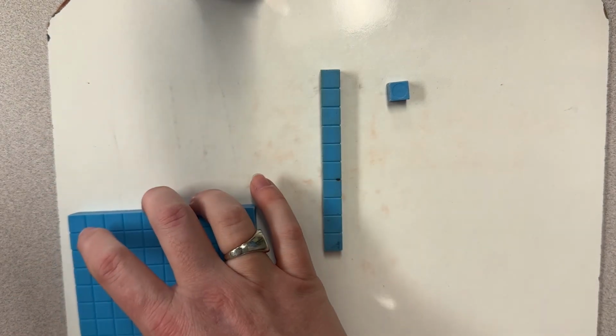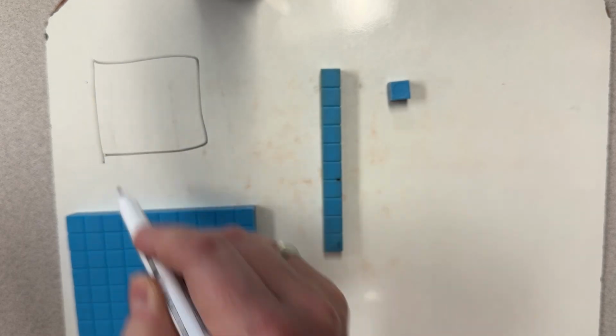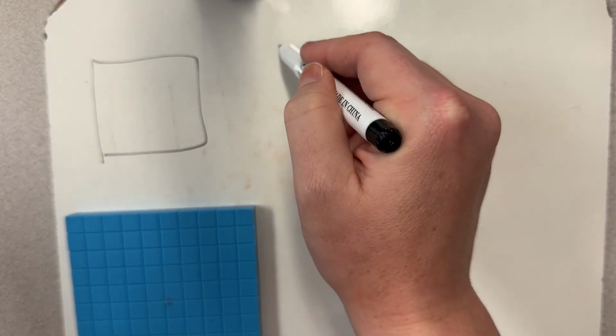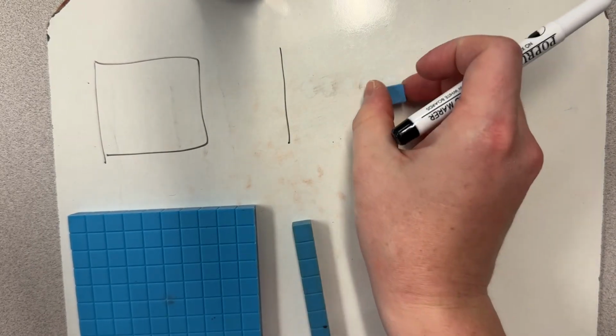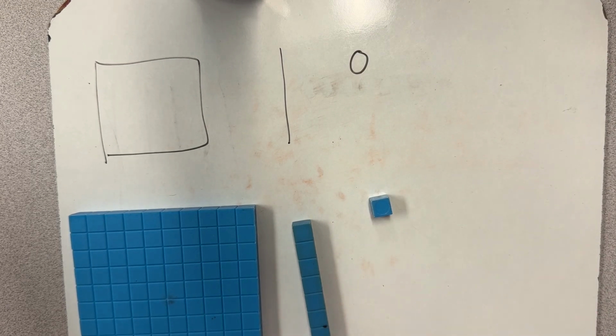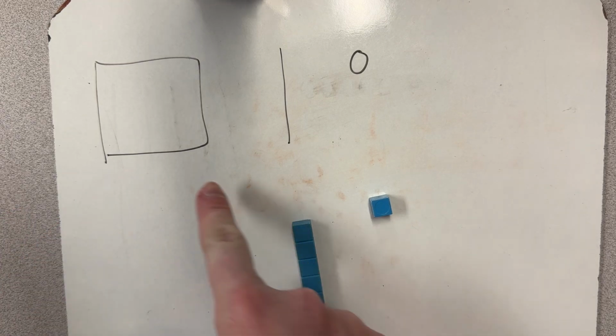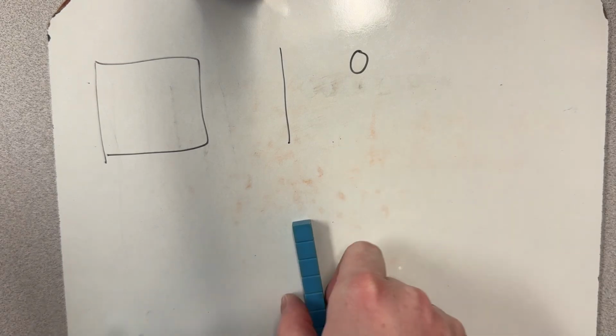If we were sketching a 100 flat, we sketch that with just a box to represent the shape. A 10 is represented by a line, and then a 1 is represented by an open circle or a closed dot. If we wanted to sketch the number 111, it would look just like that, and that would represent the build that we created.